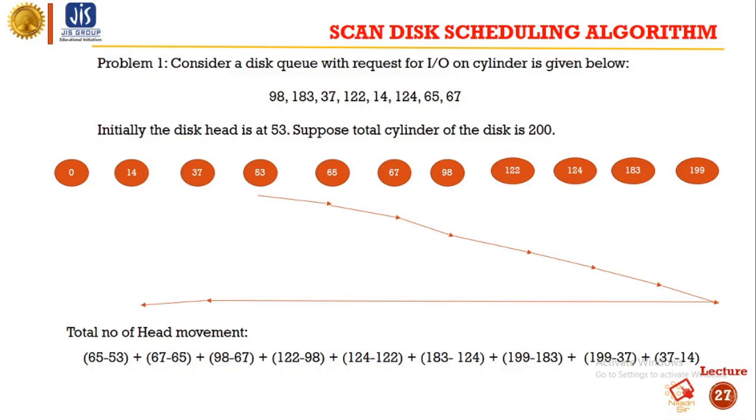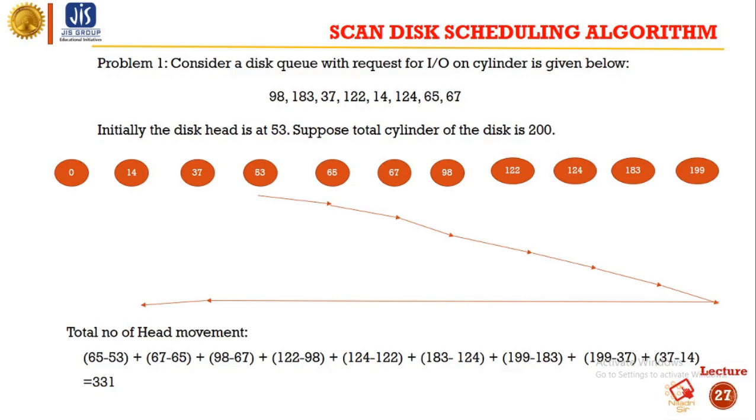And from 183 we have moved to 199, so the total head movement is 199 minus 183. After that, from 199 we have moved to 37, so the total head movement is 199 minus 37, and from 37 we have moved to 14. So the total head movement is 37 minus 14. If we calculate it, the total head movement will be 331. Okay, so this is how we do the SCAN disk scheduling algorithm.